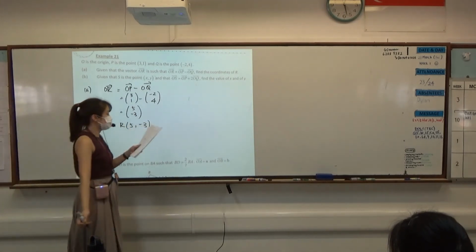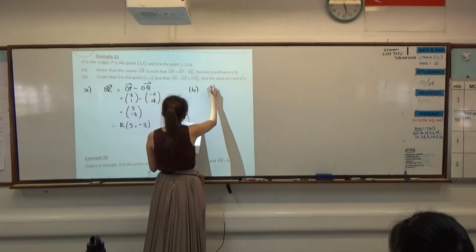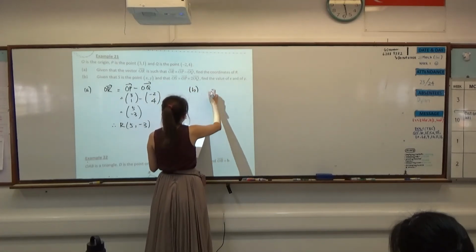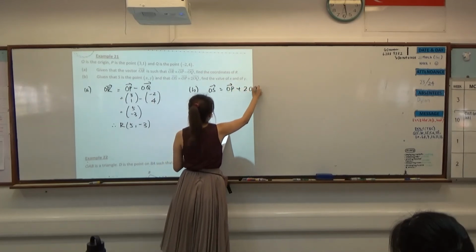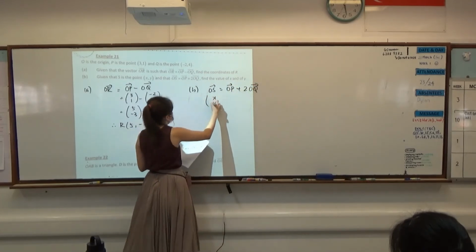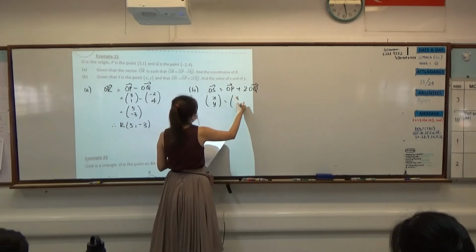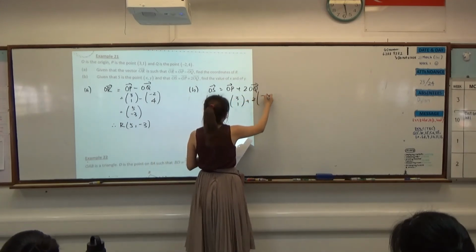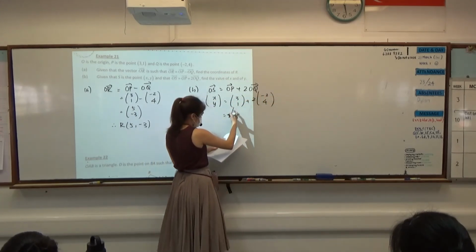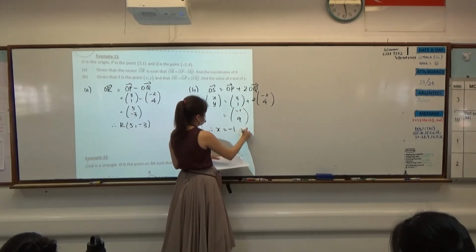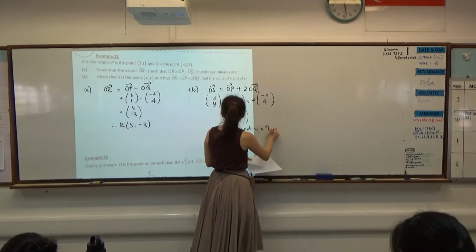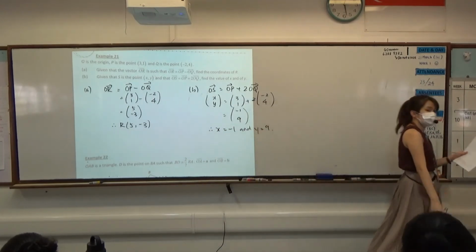Likewise, when it comes to part B, OS equals OP plus 2OQ. OS is XY. OP is 3, 1. OQ is negative 2, 4. So to simplify this, we get negative 1, 9. So X is negative 1 and Y is equal to 9.